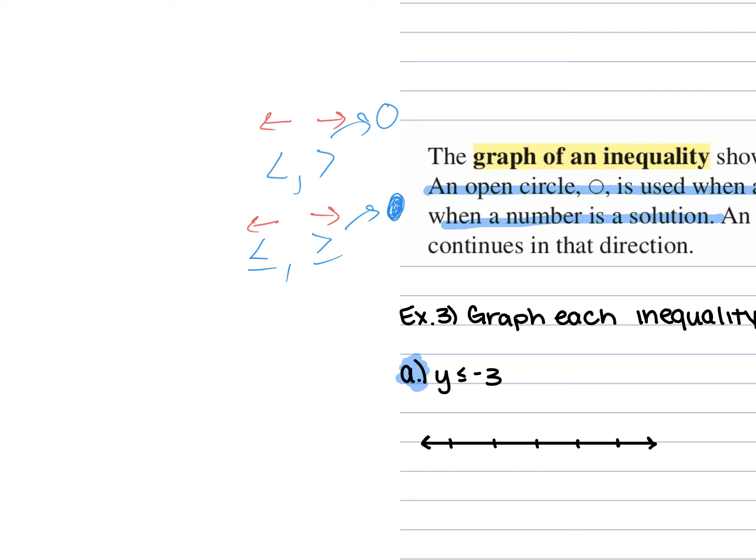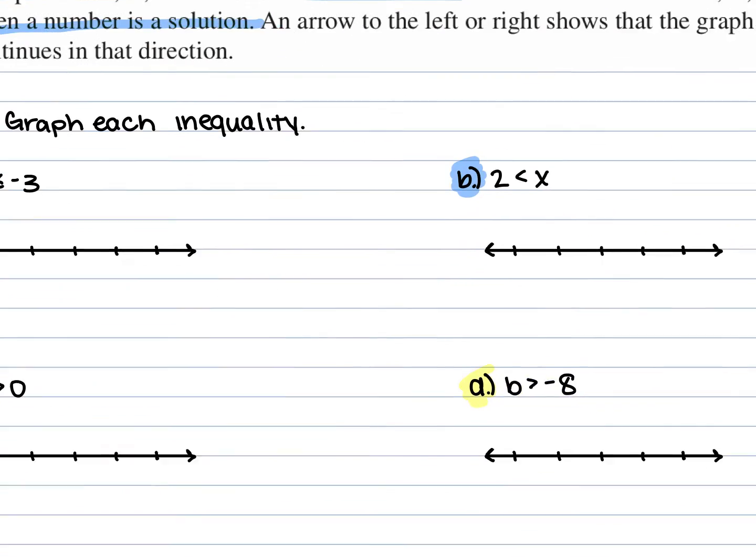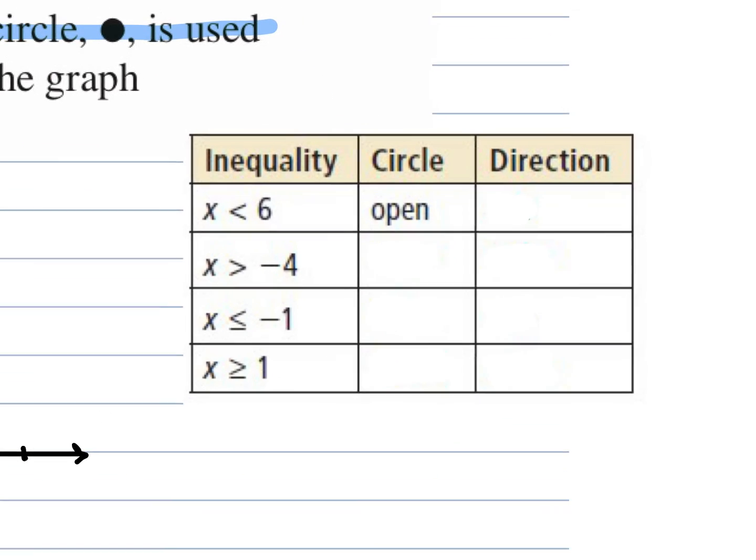What do you notice about this arrowhead and this inequality symbol? They look alike. They're pointing the same way. What do you notice about this arrow and this inequality symbol? They're pointing to the right. Do you guys see that? The same thing applies down here, okay? So let's look at our chart and let's fill this in.